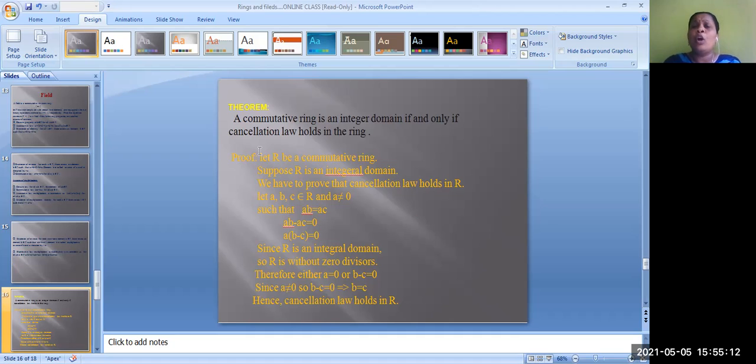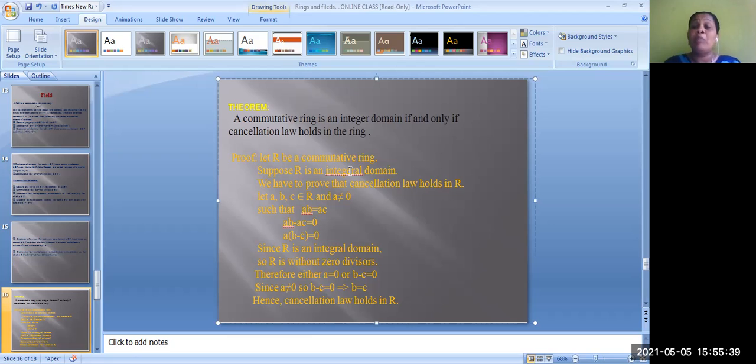Let R be a commutative ring, and suppose R is an integral domain. We have to prove that the cancellation law holds in R. So let A, B, C belong to R, with A not equal to 0, which is the element we have to cancel, such that AB is equal to AC.